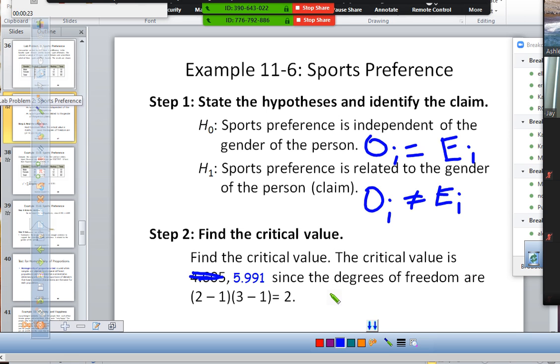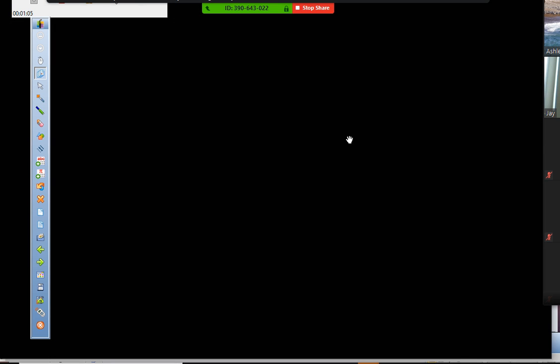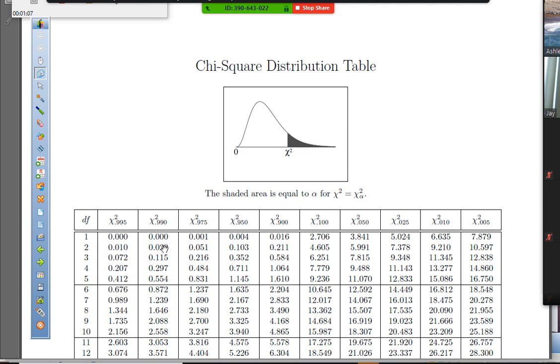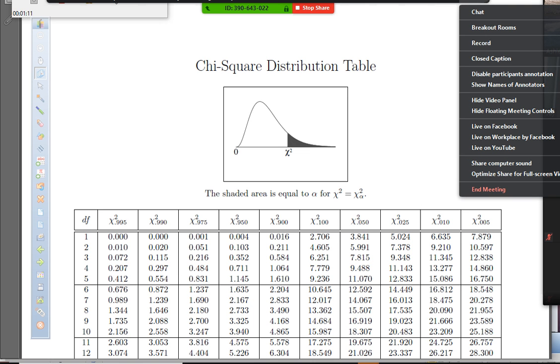Okay. Step 2, find the critical value. So the critical value is 5.991 because our degrees of freedom is, we have 2 rows and we have 3 columns. So 2 minus 1 times 3 minus 1, 1 times 2 is 2. And then we bust out our little chi-square table. Alpha is 0.05 and degrees of freedom 2, and we get 5.991.